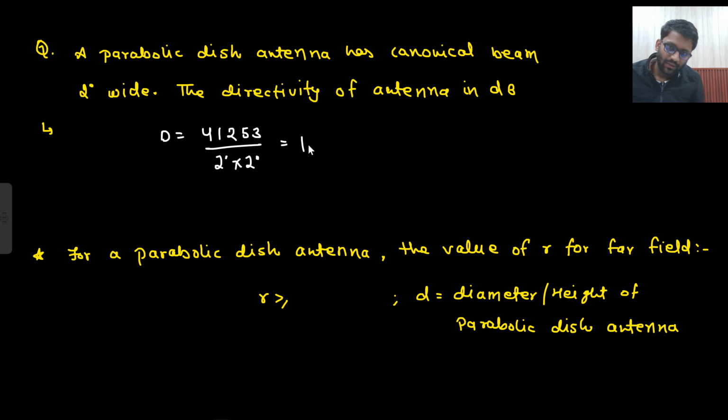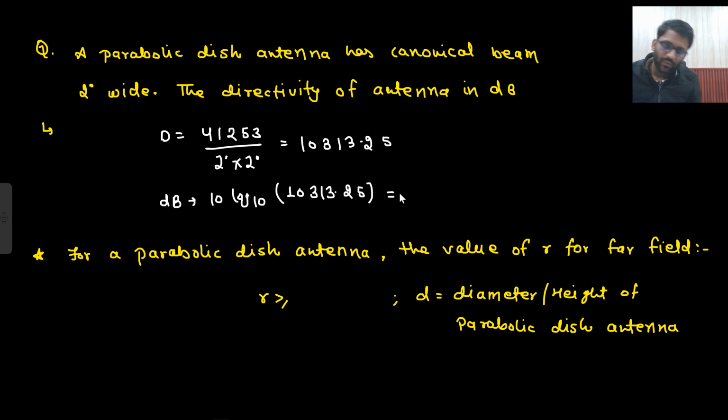So you are getting some 0.25 thousand. But what do we need? We need it in dB. So 10 log of that value. So roughly around 40 dB you are getting. So this option will be mentioned. Okay, 40 dB.